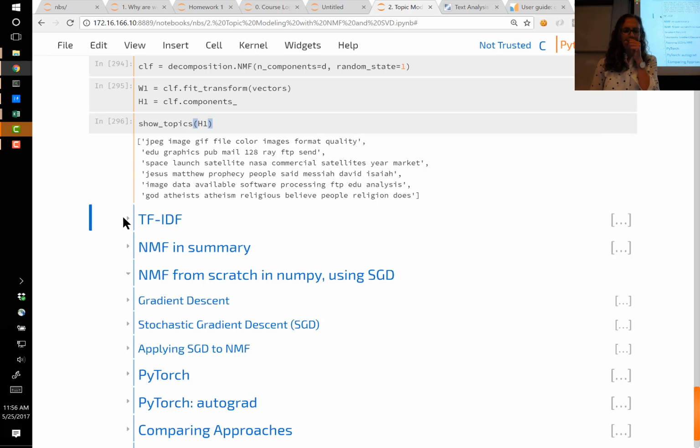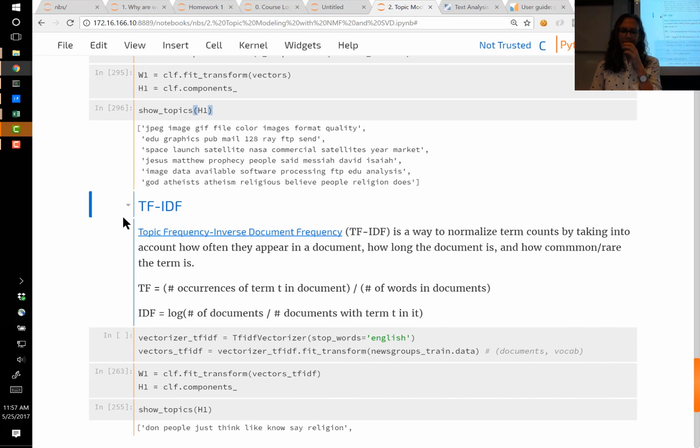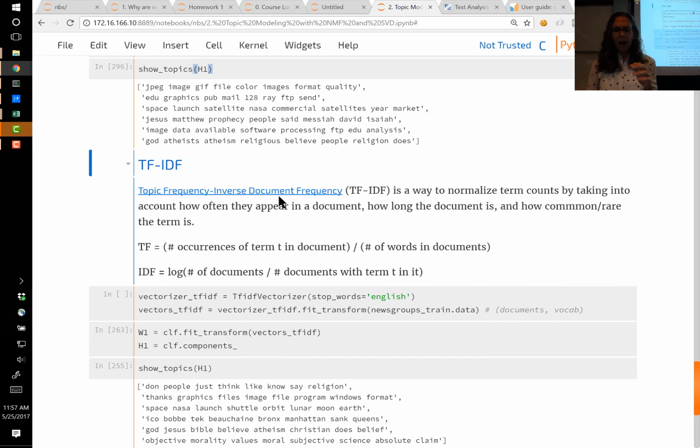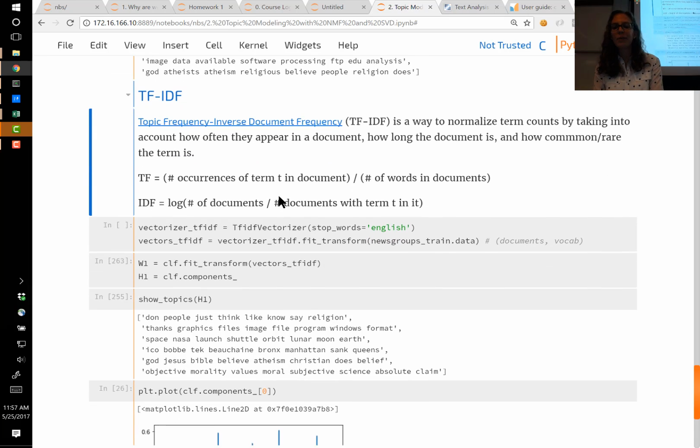I have a section on term frequency, inverse document frequency. I'm not going to go super in depth into this. This is something that often comes up as a way to normalize your inputs. I tried it with what I was doing and didn't see a significant difference for this particular data set and these decompositions. But I think it's good to be aware of it.